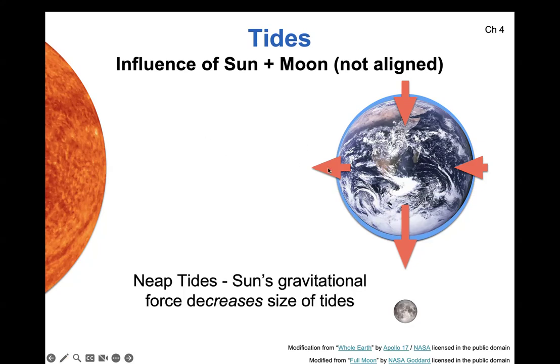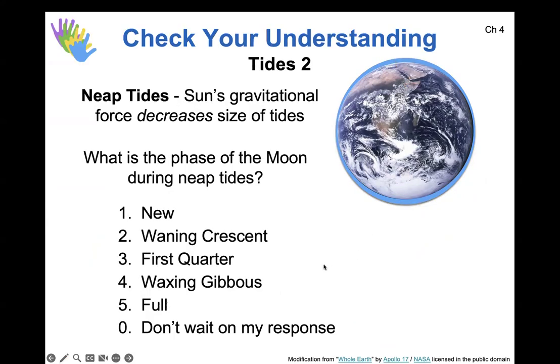So in this case, we refer to the tides as neap tides because the sun's gravitational force decreases the size of the tides. It's working against the effects of the moon. And what phase would this correspond to? What would be the phase that matches neap tides?